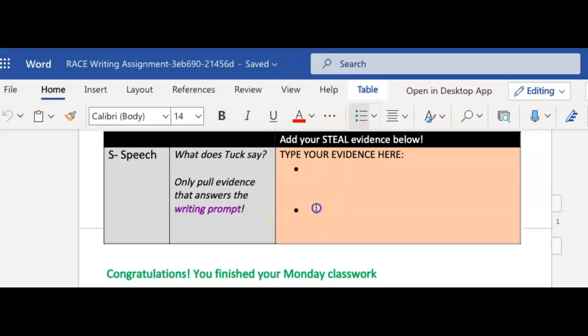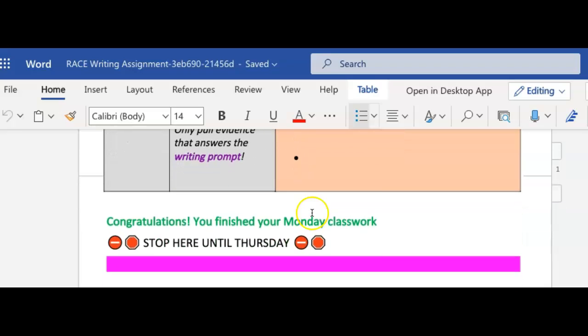All right, so you're looking for at least 2 pieces of evidence. That's all you're typing in the orange box. And then boom, you've finished your Monday classwork. We will come back to this on Thursday. So stop at that pink line.